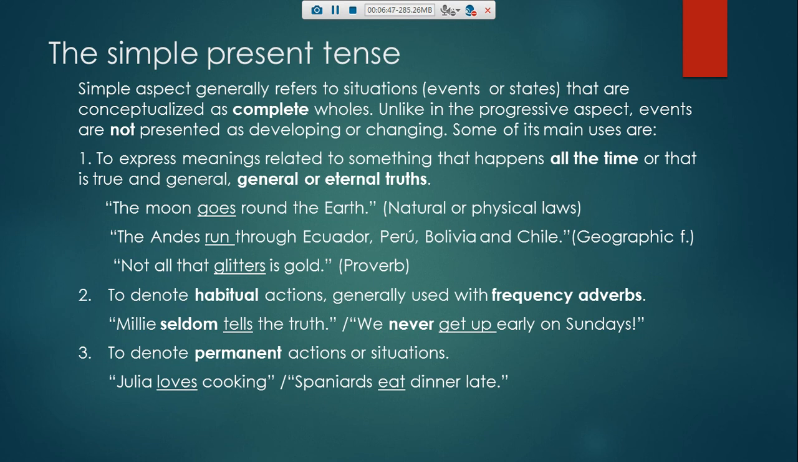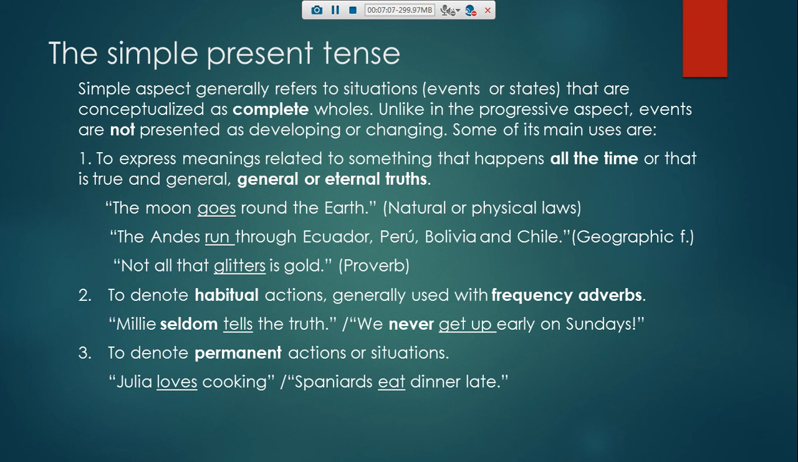1. To express meanings related to something that happens all the time or that is true and general, what we call general or eternal truths. The moon goes round the earth, the Andes run through Ecuador, Peru, Bolivia, and Chile. Not all that glitters is gold.